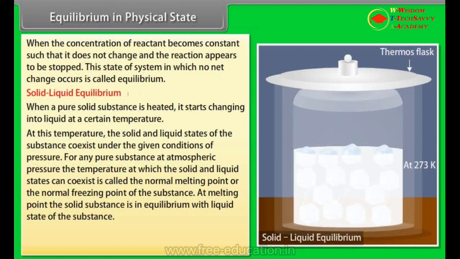Let us consider ice and water at 273 Kelvin, melting point of ice, taken in a perfectly insulated thermos flask. An interesting feature of this system is that the temperature as well as the masses of ice and water remain constant. This represents a dynamic equilibrium between ice and water, as there is no change in mass of ice and water, so the number of molecules going from ice into water is equal to the number of molecules going from water into ice. Thus, at equilibrium, rate of melting is equal to rate of freezing.